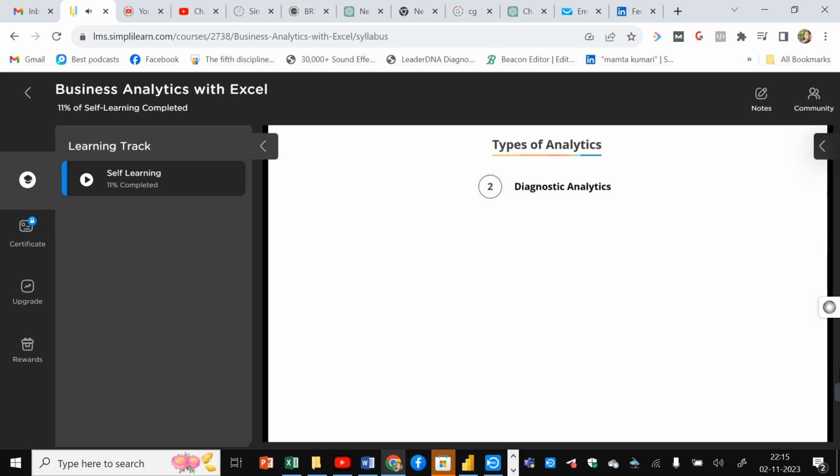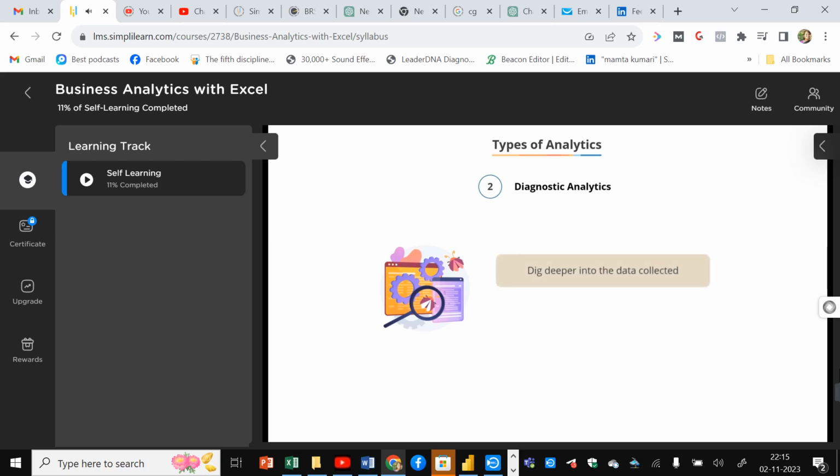The next type is diagnostic analytics. Diagnostic analytics is the best option to go for if you want to dig deeper into the data you have collected and have a better understanding of why things happen.